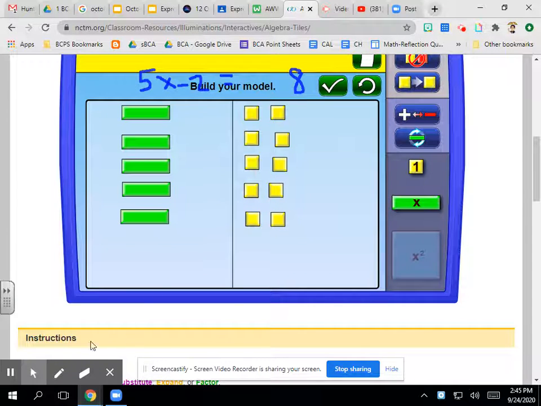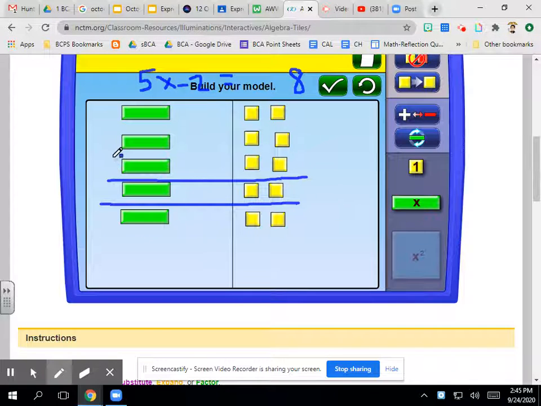So when I divide them out and spread them out into equal groups, each x gets exactly 2, which tells us that x is equal to 2. So there you have it.